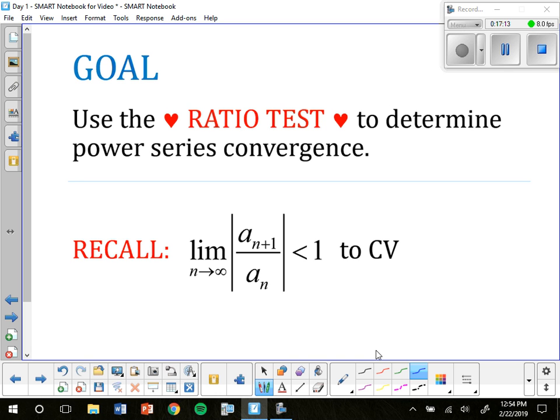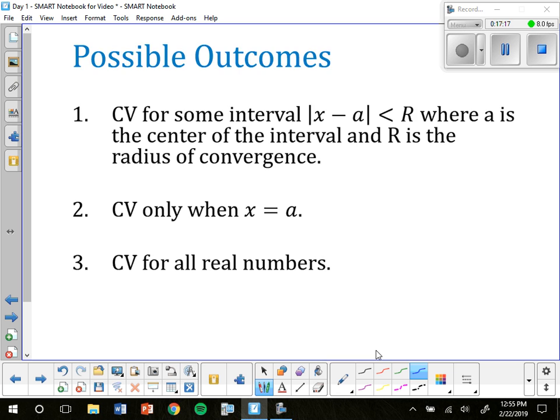There are 3 possible outcomes as we test for convergence. The first possible outcome is that our power series could converge for some interval. And that interval is defined as the absolute value of x minus a is less than r, where a is the center of the interval and r is the radius of convergence. So you can converge for some interval. That's your first outcome.